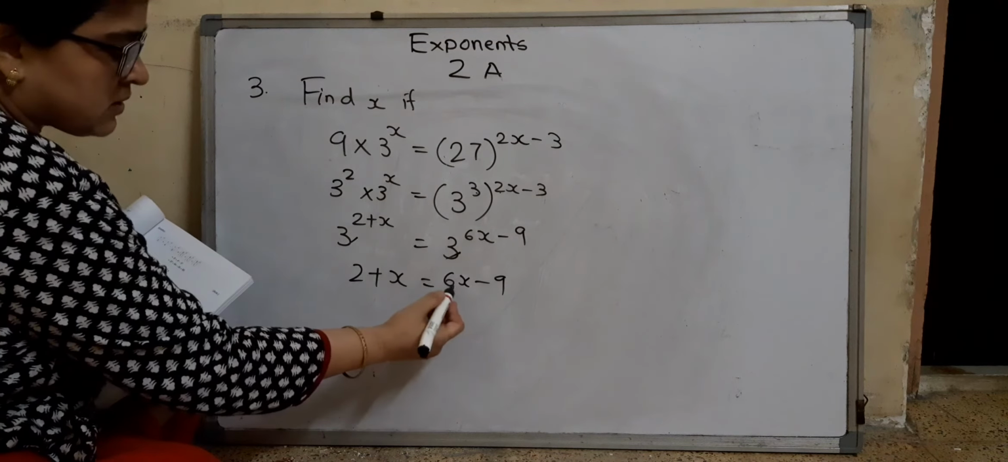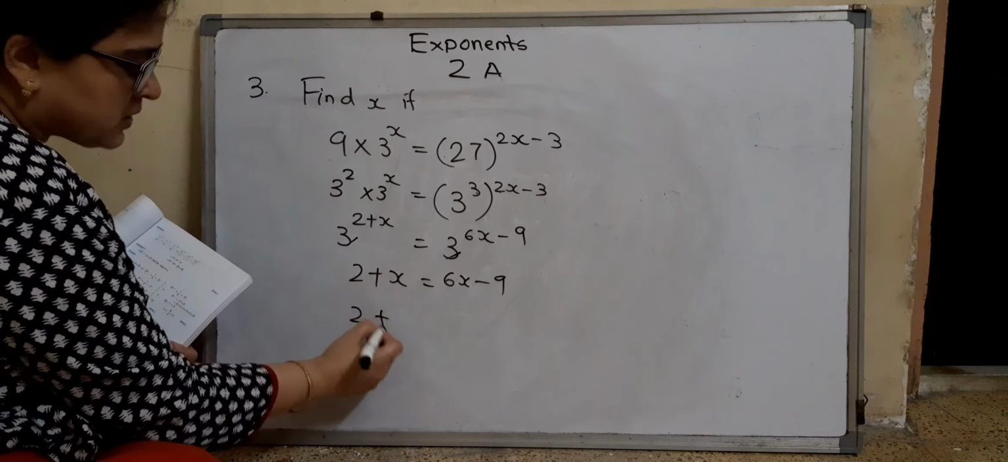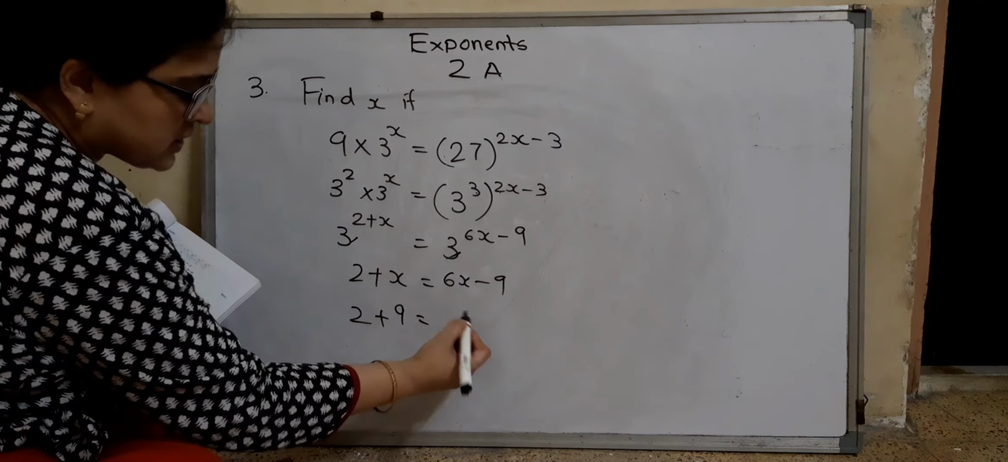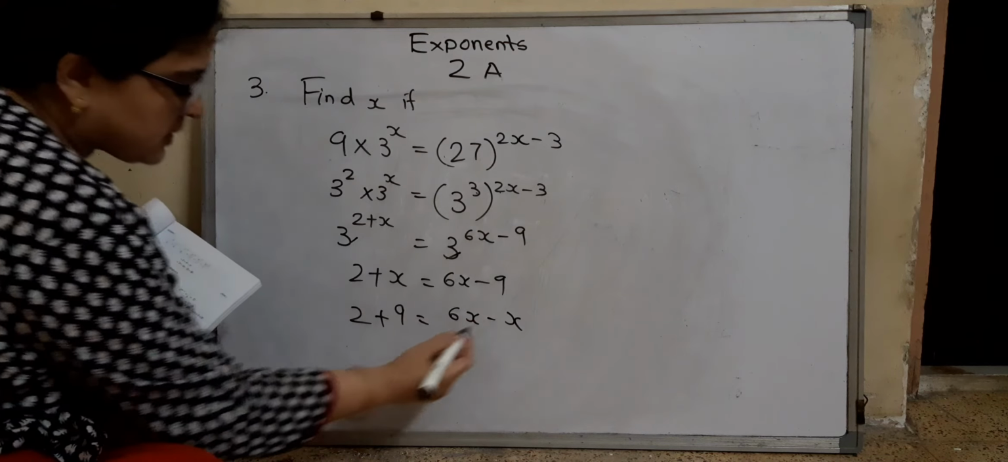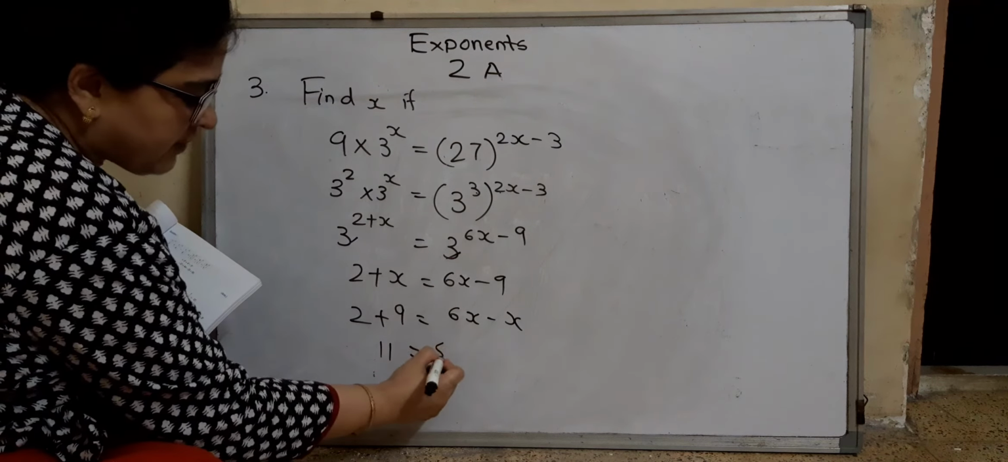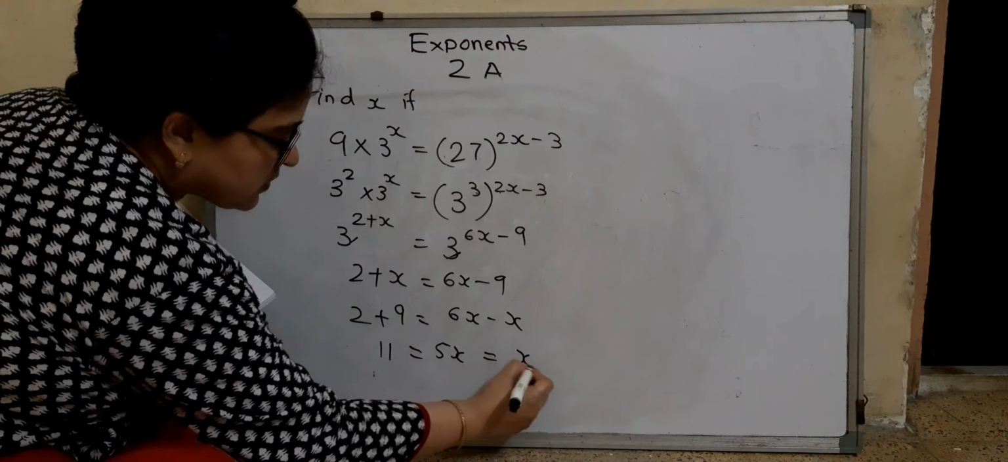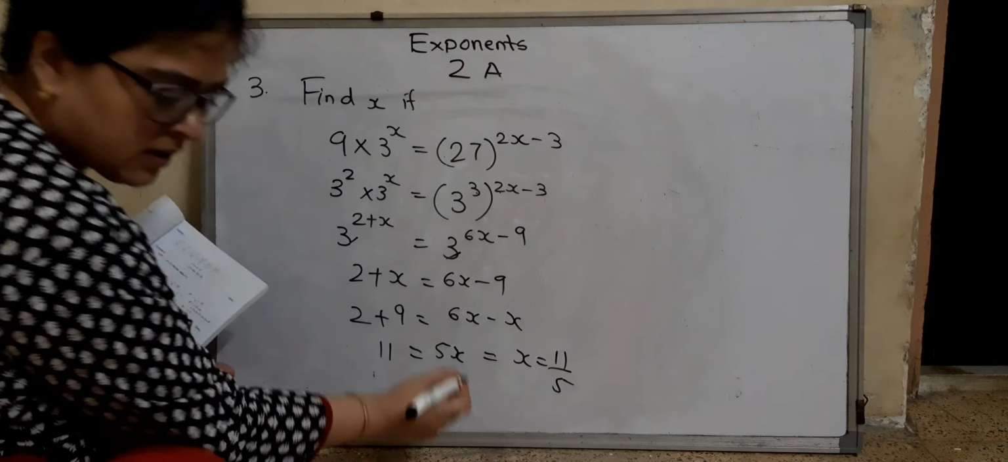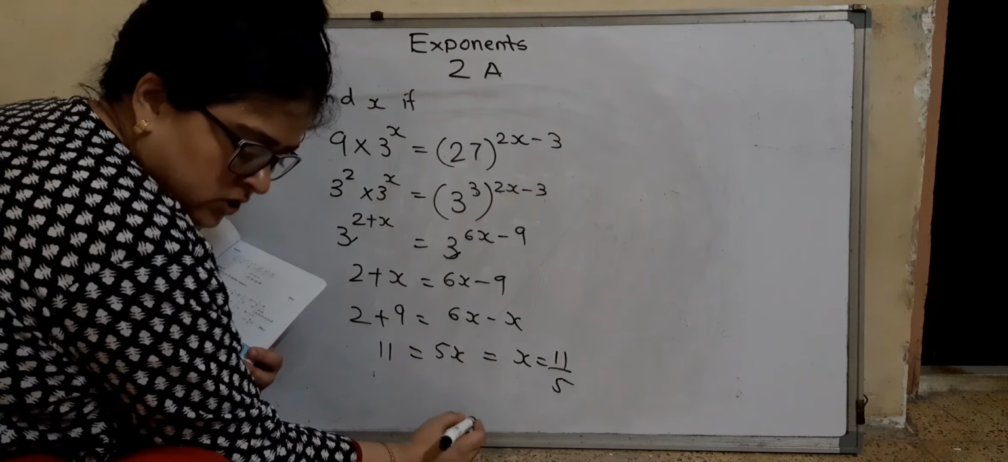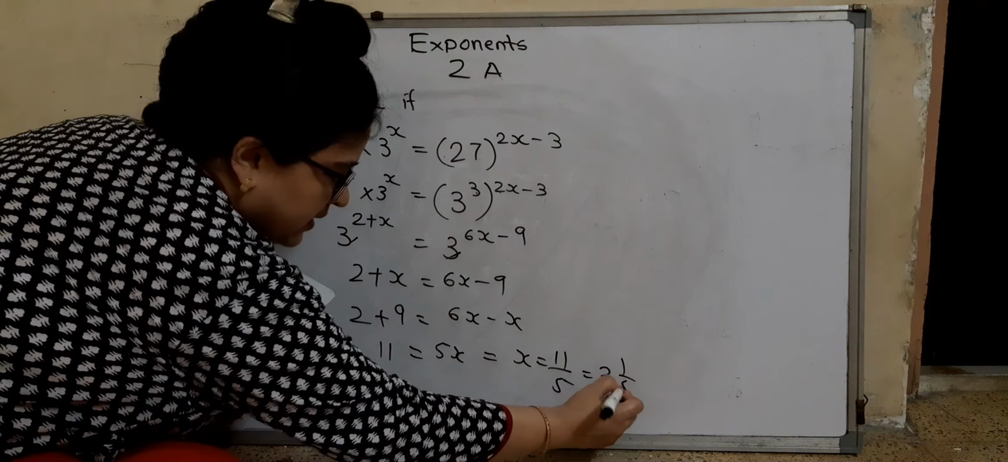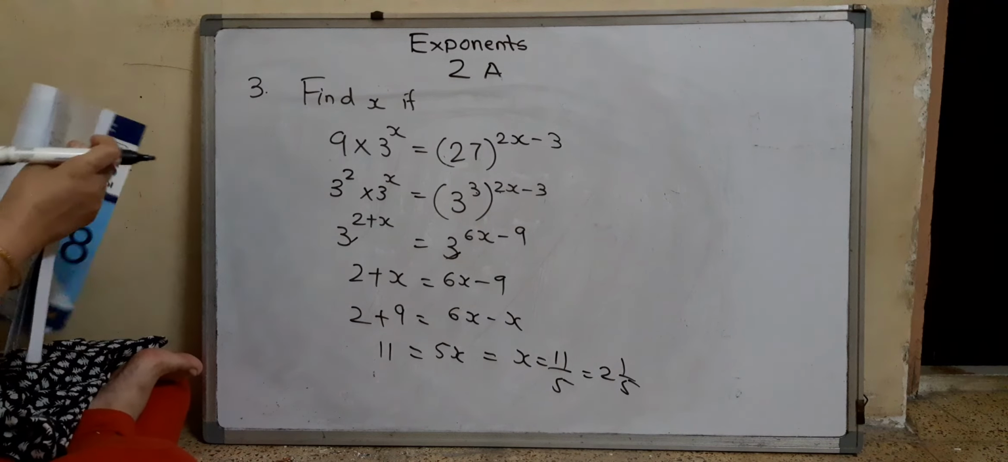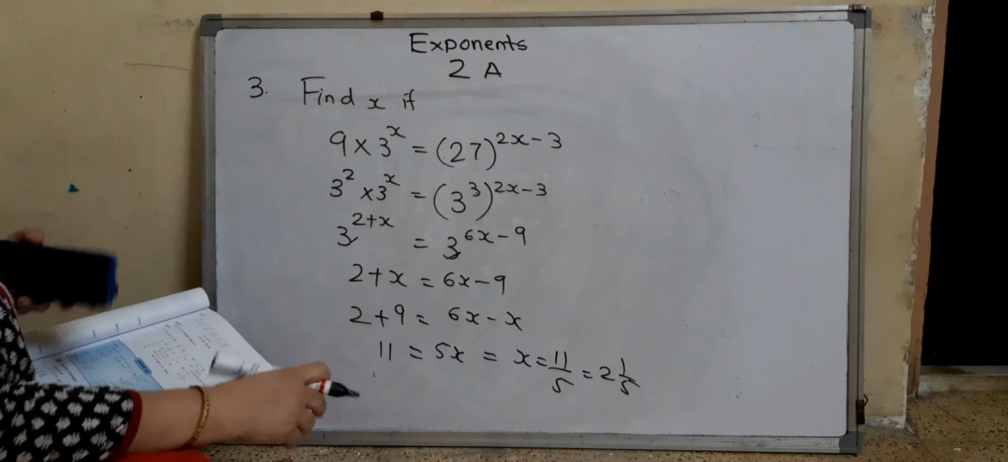Now minus 9 will become plus 9 on the other side, so 2 plus 9, and x will go across, 6x minus x. So 11 is equal to 5x. Then x is equal to 11 upon 5. So the answer is, it is an improper fraction, so 2 1 upon 5 is the answer. 2 1 upon 5. Now this completes exercise 2A.